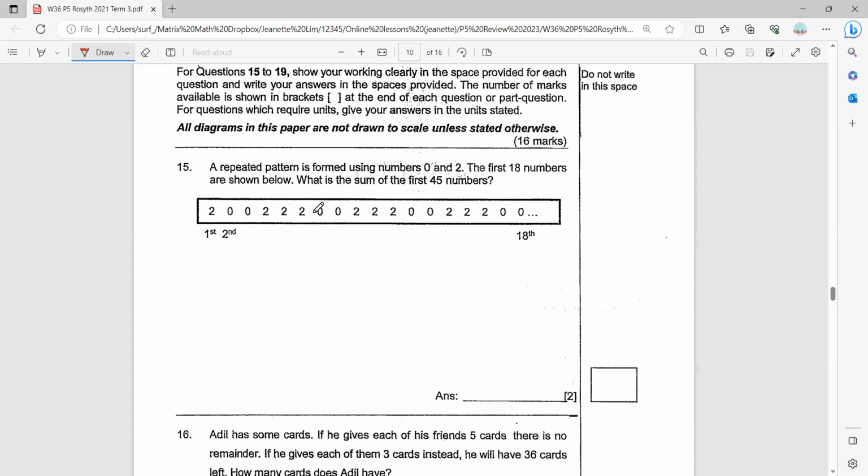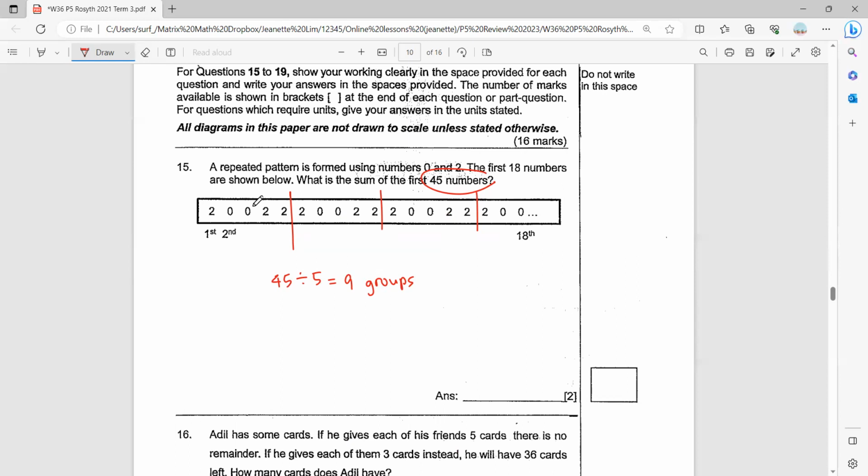20022, 20022, 20022. So it repeats like 20022, 20022, 20022. Okay, it continues this way. So one group has 5 numbers. If you have 45 numbers, so 45 divided by 5, 9 groups. Now we're not finding just how many groups, but we're finding what is the sum, right?